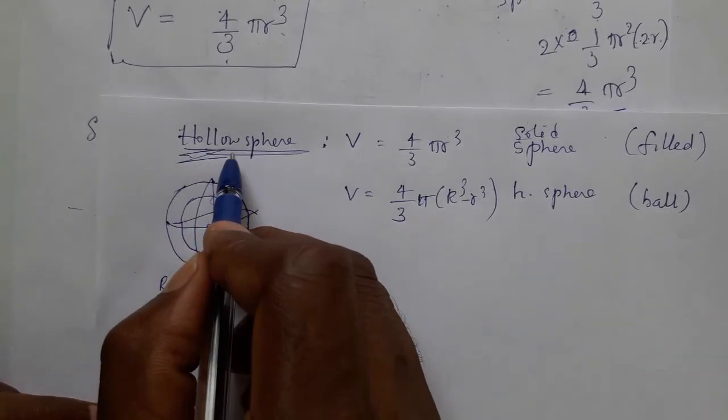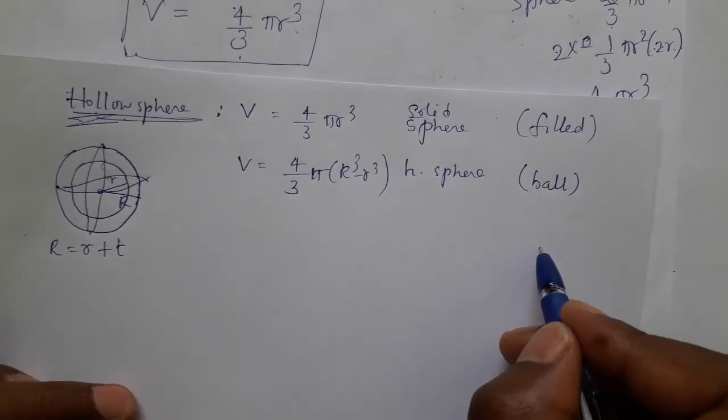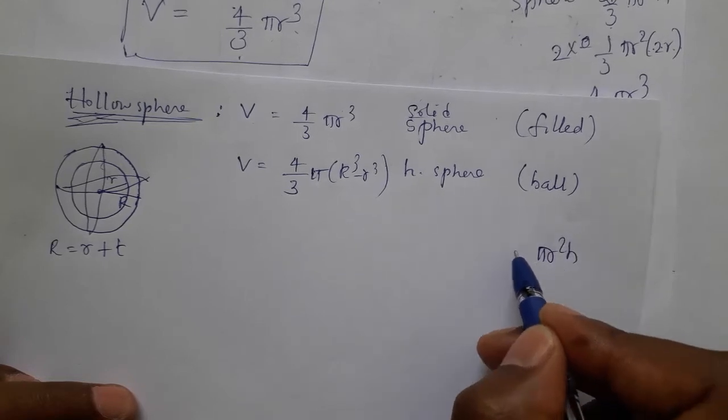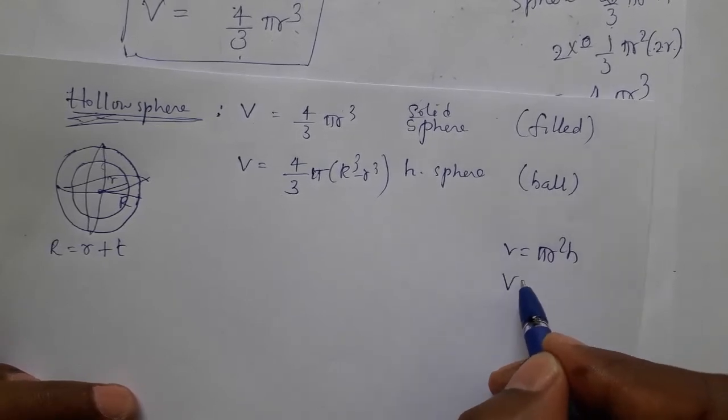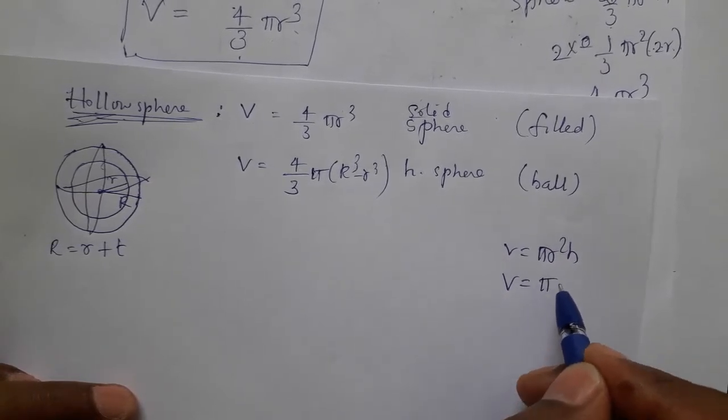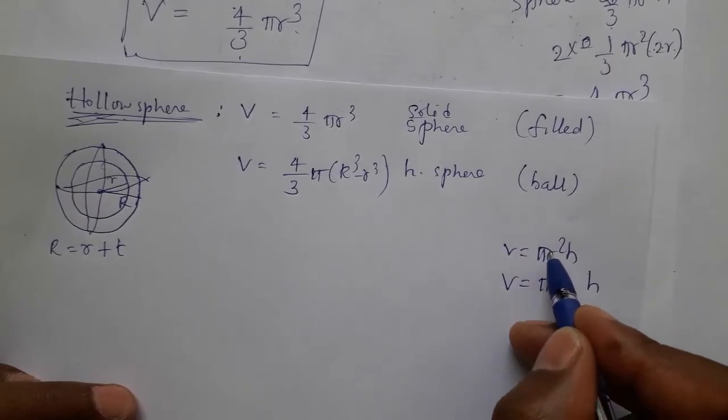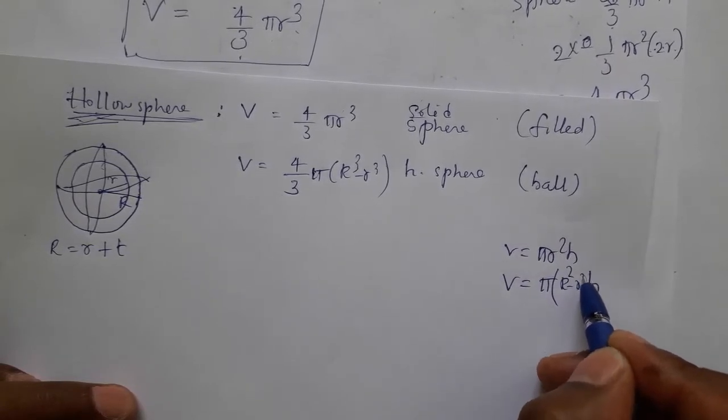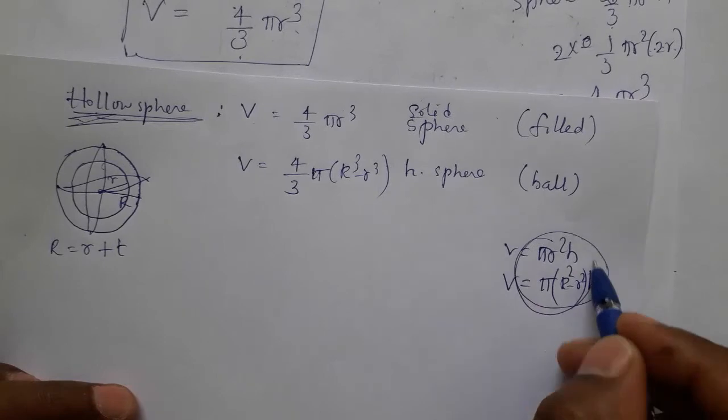When the word hollow comes, in the cylinder also we studied the same thing. Cylinder volume was pi r square h. When we go to the hollow cylinder, what did we do? Pi as it is, h as it is. In place of r square, we wrote big R square minus small r square because it was hollow.